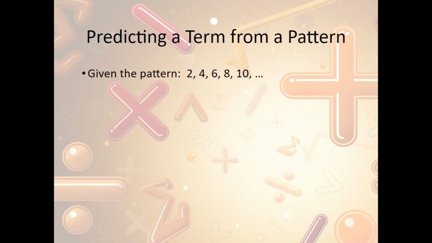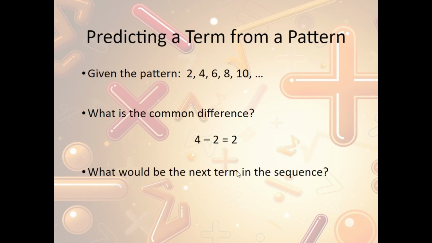Predicting a pattern. If we're given the pattern of 2, 4, 6, 8, 10, and we're asked what is the common difference? Well, we should notice that every time we go up 2, so the common difference is 2. So the question is, what would be the next term in the sequence? After 10, what would be the next one? We know that we're going up by 2 each time. So we add 2 and we get 12. So the next term would be 12.